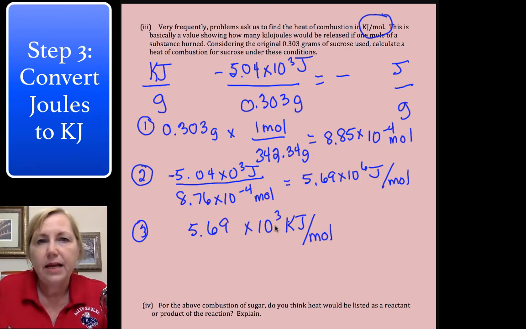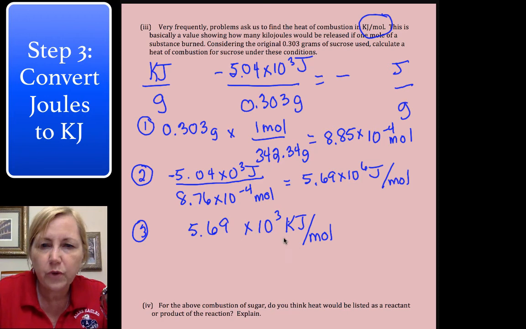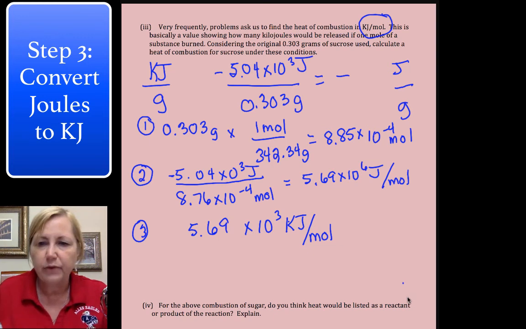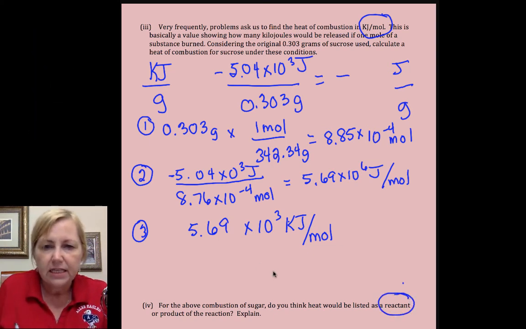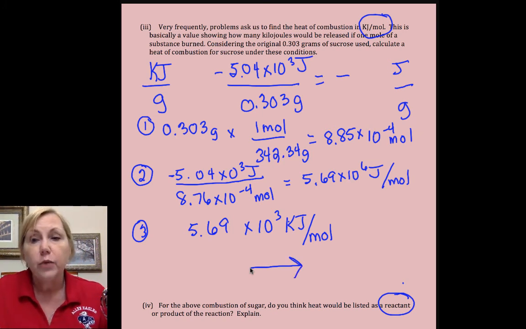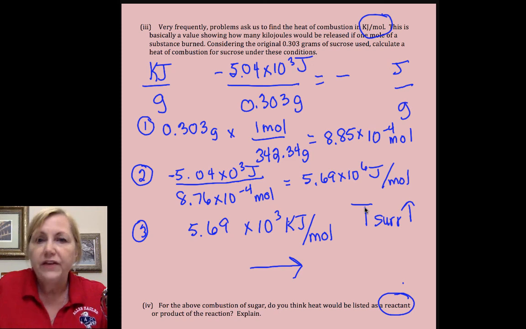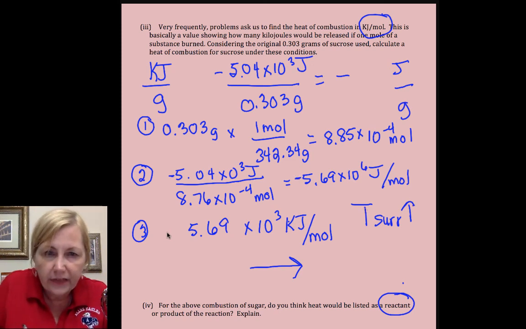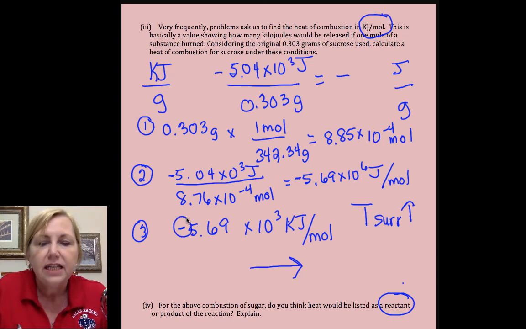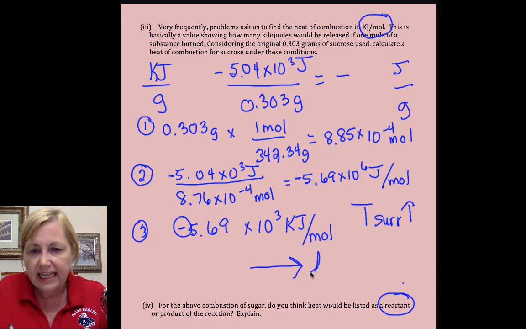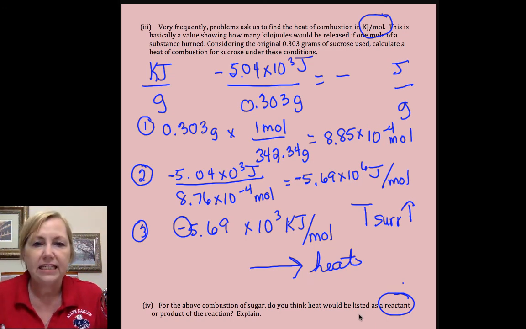Okay, now for this one, it says there's one more question down there. For the combustion of sugar, do you think heat would be listed as a reactant or as a product? So which side of the arrow would you put it on? Well, combustion releases heat. We saw that the temperature of our surroundings increased. We saw our answer was negative, indicating exothermic, so our heat would go on our product side of the arrow.